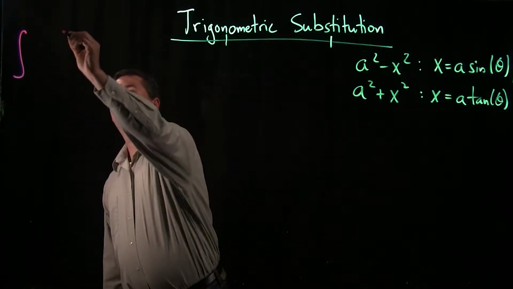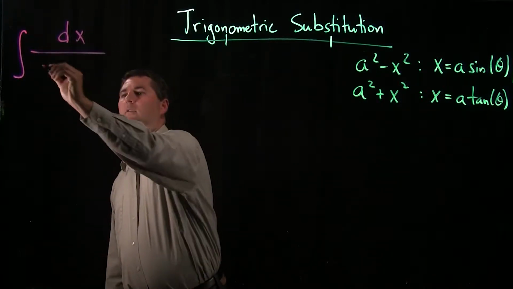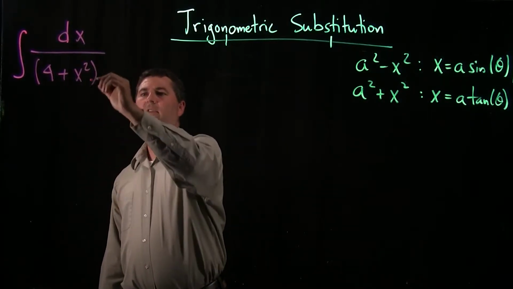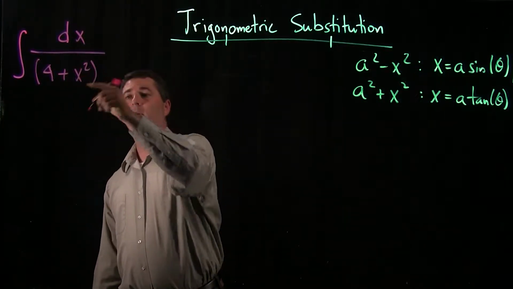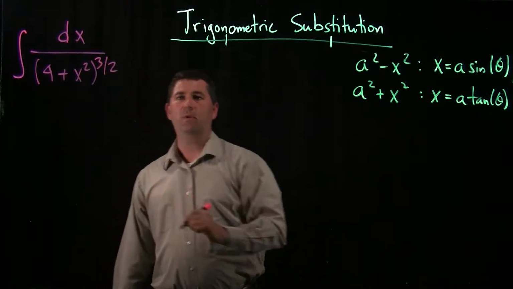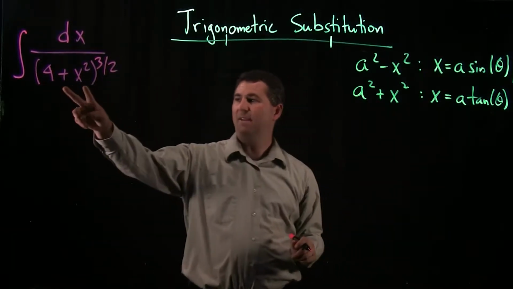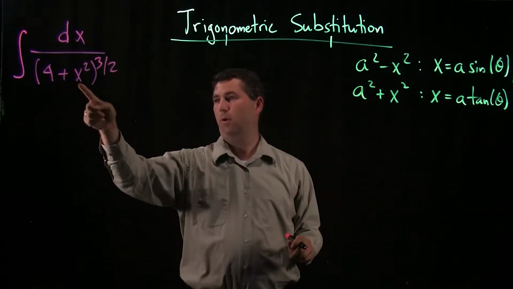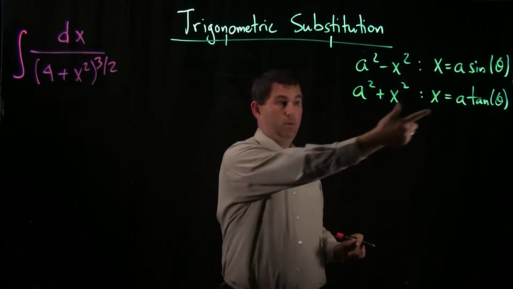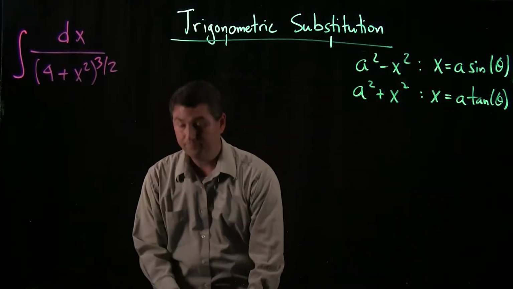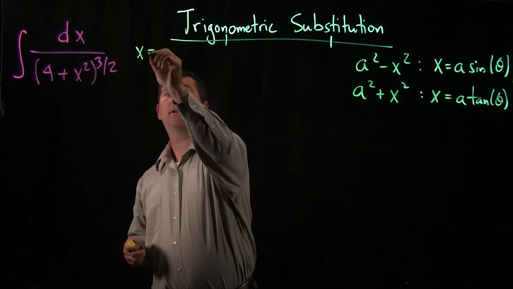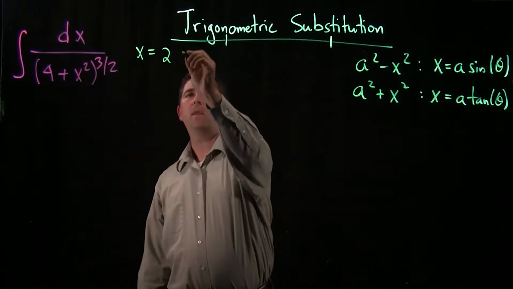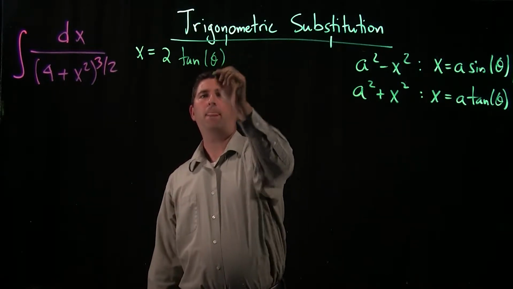So say I wanted to find an antiderivative for 4 plus x squared to the negative 3/2, or if you like, 1 over 4 plus x squared to the 3/2 power. So this has the right form. You have some number squared plus x squared, 4 plus x squared. So I'm going to use this substitution. So we let x equal, in this case, what's the a? Well, it's the square root of 4, which is 2, tangent of theta.